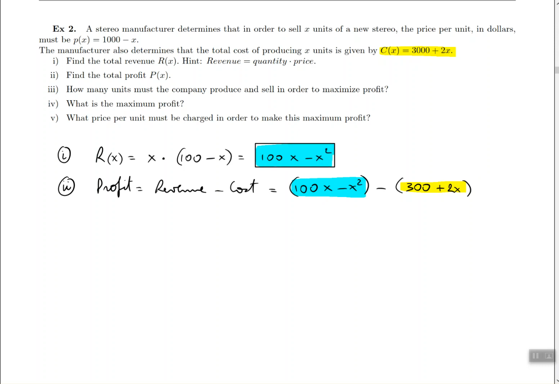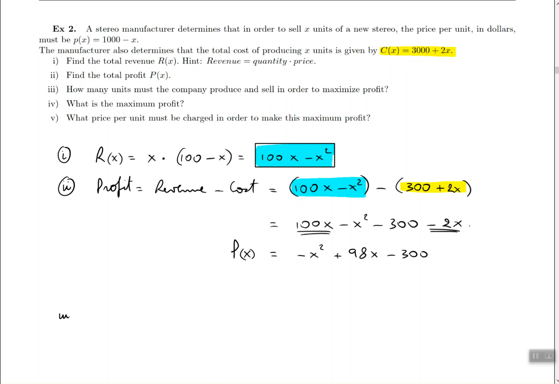Okay, so subtracting both things, we get 100x minus x squared minus 300 minus 2x. And let me organize it with x squared first, and then plus 98x, because there are like terms. And then the 300 doesn't have any friends, so we're just going to put it at the very end. So this is what we call the profit, and typically speaking in economics it is called P of X.